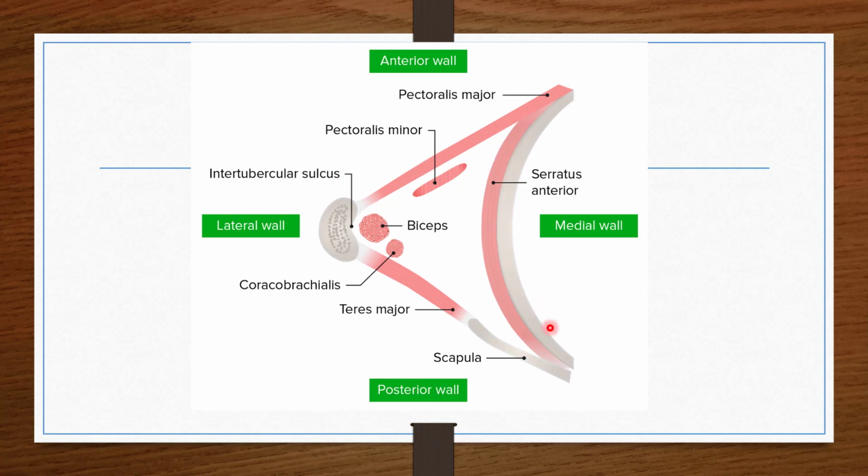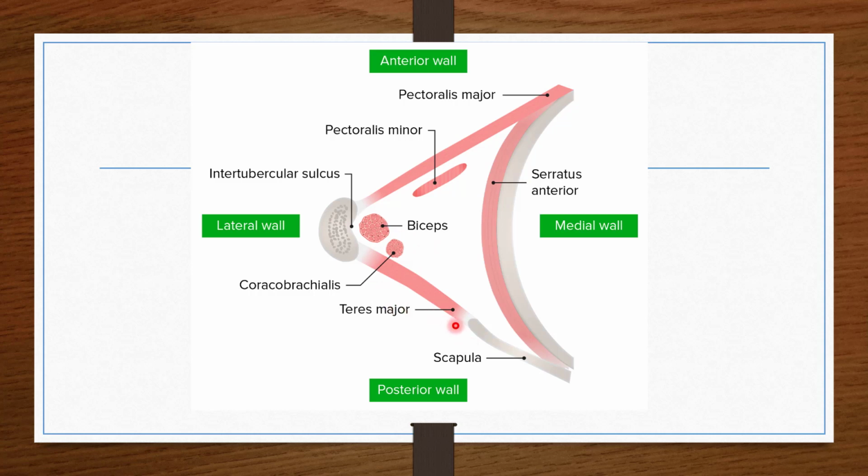This is the medial wall. I am explaining again and again all the walls of the axilla. This is the medial wall which has 4 or 5 ribs along with the serratus anterior muscle. This is the anterior wall which is formed by the pectoralis major muscle, pectoralis minor muscle and the subclavius muscle. And this is the lateral wall which shows the intertubercular sulcus, the biceps brachii muscle and the coracobrachialis muscle.